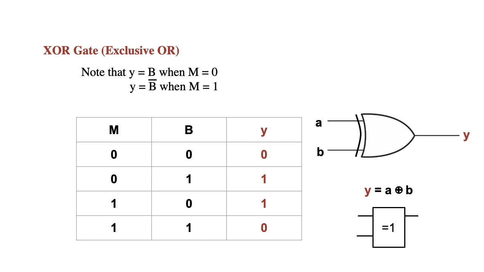And on the right-hand side, you see the XOR gate symbol and how we write it as a Boolean expression. It's like a plus sign with a circle around it. And on the training board, the symbol for the XOR gate is equals 1.